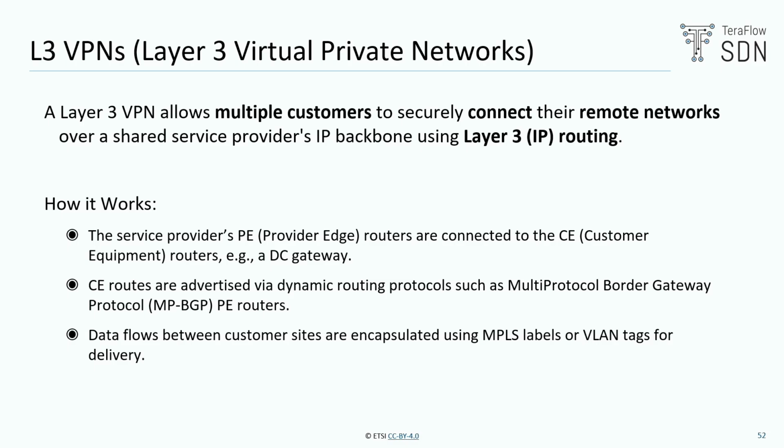In terms of how it works, the idea is that the service provider routers, the PE routers, are connected to the customer equipment routers. For instance, in the case of data centers, it could be the data center gateway. Then the customer equipment routers advertise routes via dynamic routing protocols to the PEs, for instance, using the multi-protocol border gateway protocol. And thanks to this, the different elements in the transport network might know where each of the customer equipments and networks is.